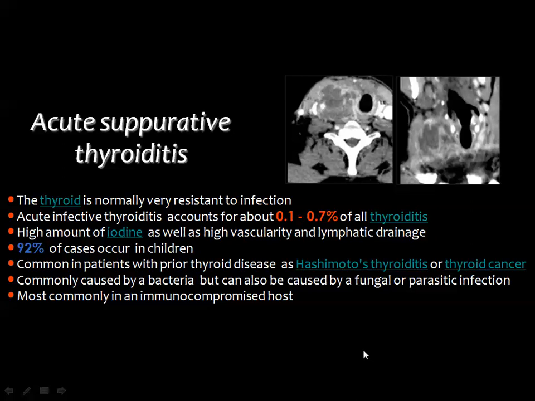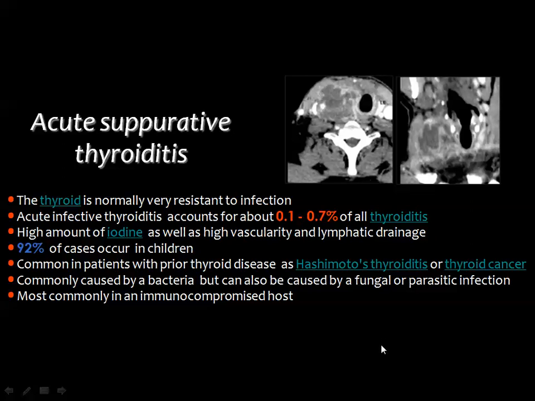You know that the thyroid gland is very resistant to infection because of the iodine content, which is one of the major disinfectants used in surgery. Then infection of the thyroid accounts for about 0.1 to 0.7 percent of all thyroiditis. Acute infection is in this range, and the high amount of iodine as well as the high vascularity and the lymphatic drainage are barriers against the infection of the thyroid gland.